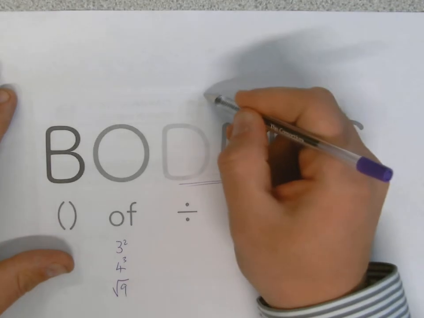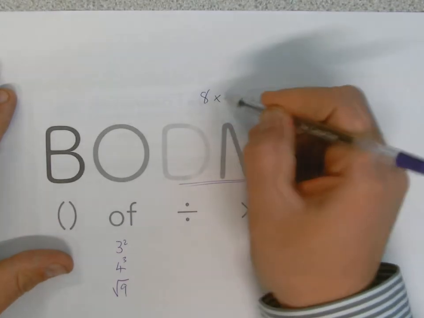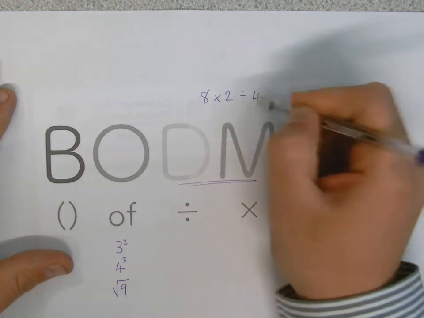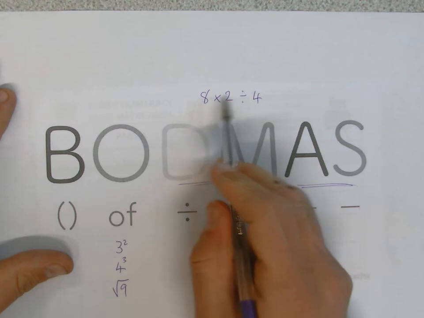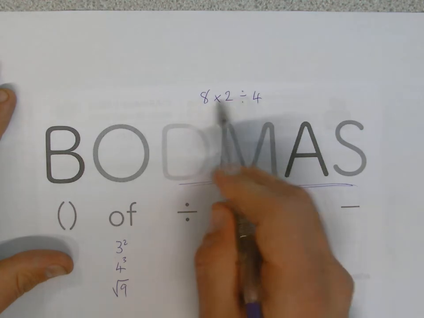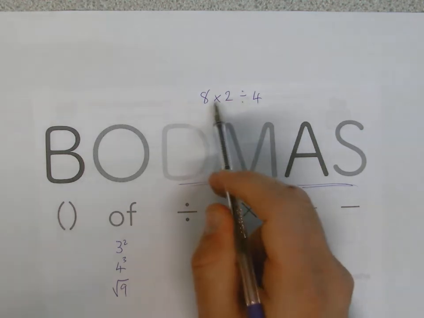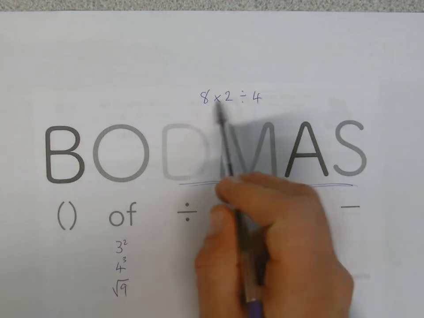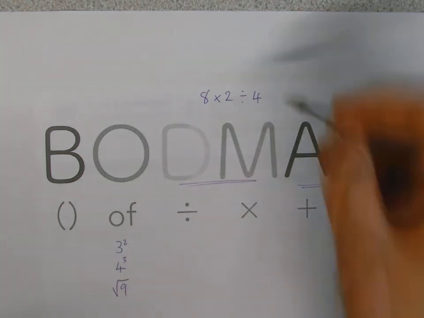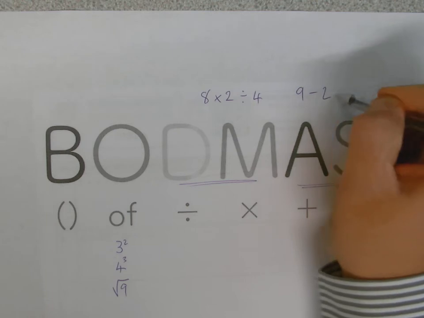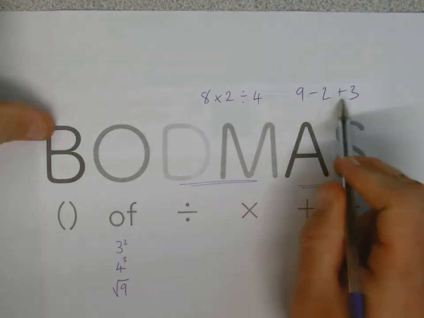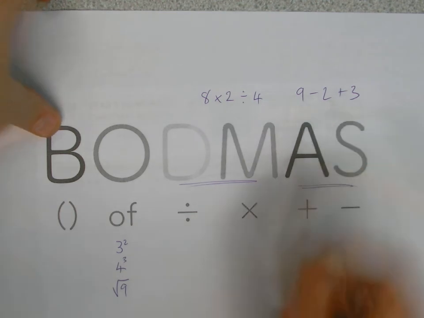I mean, if you've got something like 8 times 2, and then you've got to divide it by 4, well, it doesn't matter. You could divide first, you could multiply first. It really doesn't matter. The rule of thumb is go from left to right. So in this case, you're going to multiply first, because it comes before divide. Same sort of thing when you have something like this: take away first, then you add, because we go from left to right.